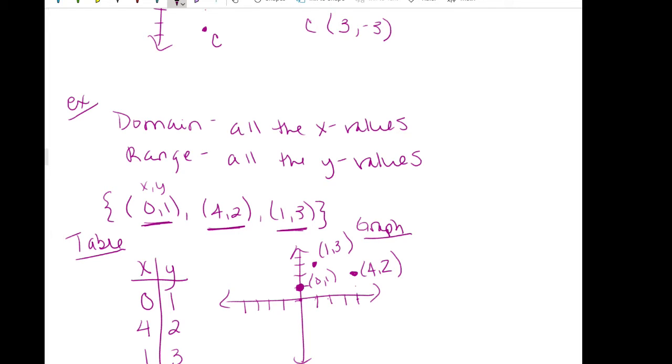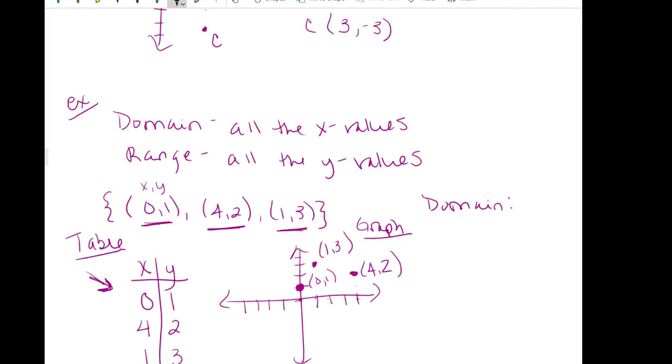Okay, the final thing they ask us to do is to identify the domain and range of this relationship. And the easiest way to see it probably is in the table, which we've already made. The domain is all the x values. The easiest way to see this is in the table. So when we look for the domain, we're looking in the x column.